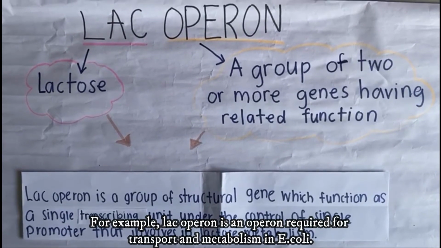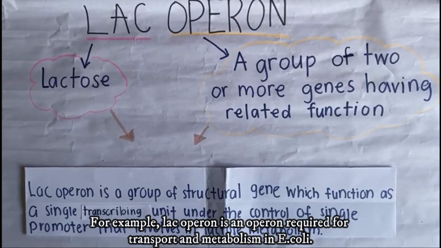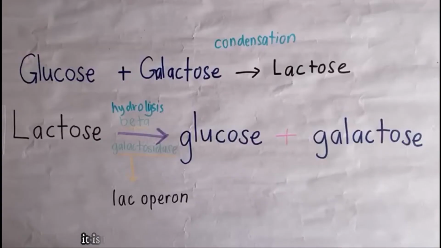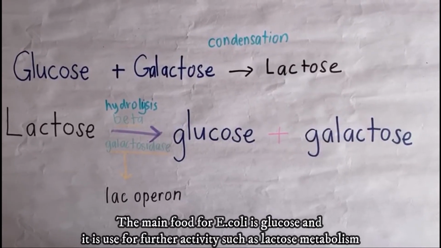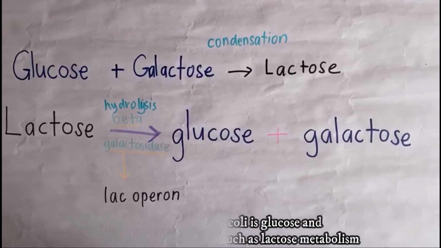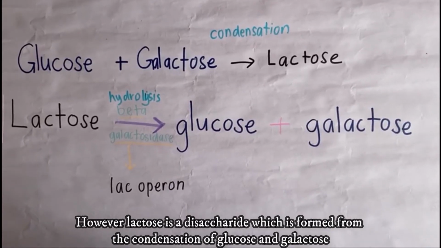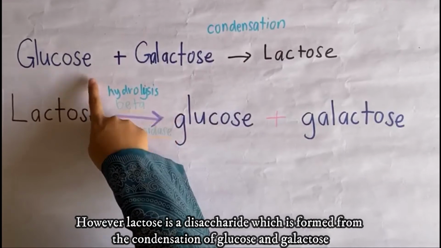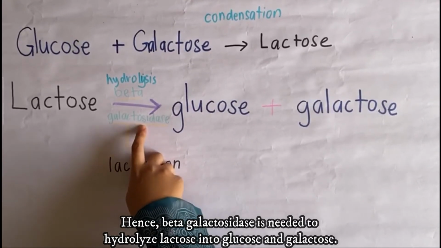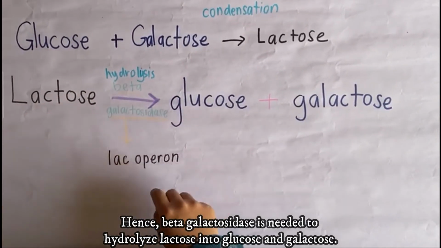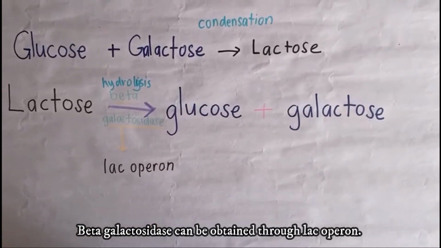For example, the lac operon is an operon required for transport and metabolism of lactose in E. coli. The main food for E. coli is glucose, and it is used for further activities such as metabolism. However, lactose is a disaccharide which is formed from the condensation of glucose and galactose. Hence, beta-galactosidase is needed to hydrolyze lactose into glucose and galactose. Beta-galactosidase can be obtained through the lac operon.